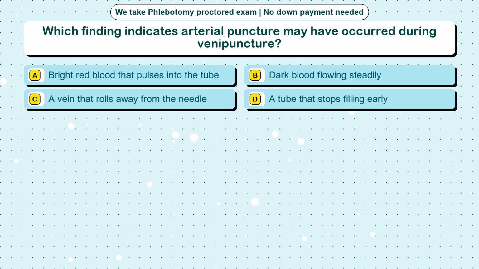Question 63. Which finding indicates arterial puncture may have occurred during venipuncture? Option A, bright red blood that pulses into the tube. Option B, dark blood flowing steadily. Option C, a vein that rolls away from the needle. Option D, a tube that stops filling early.